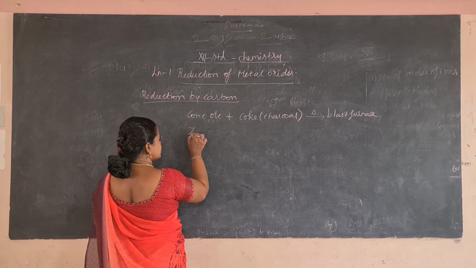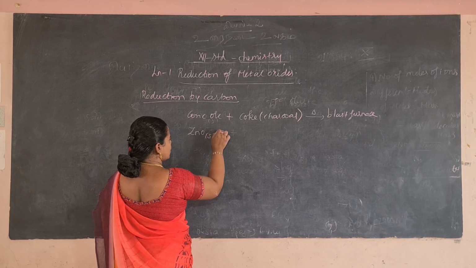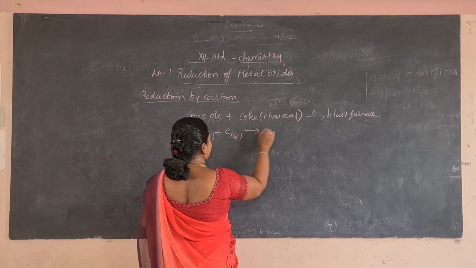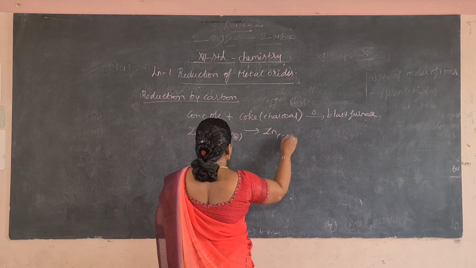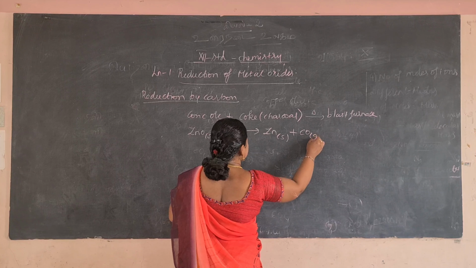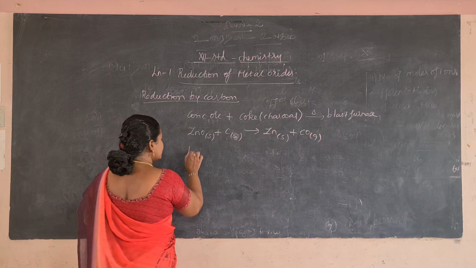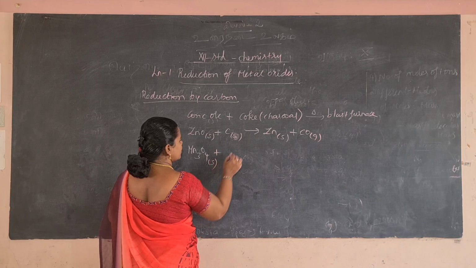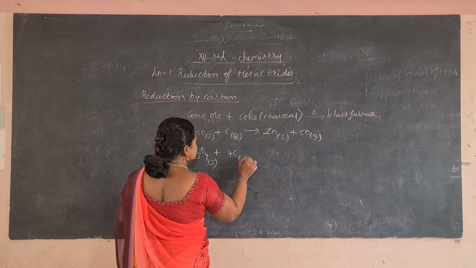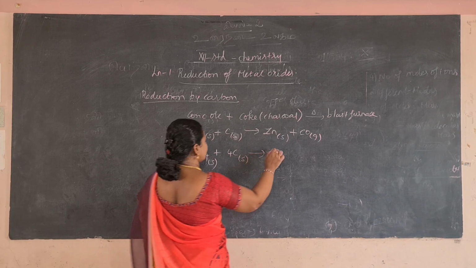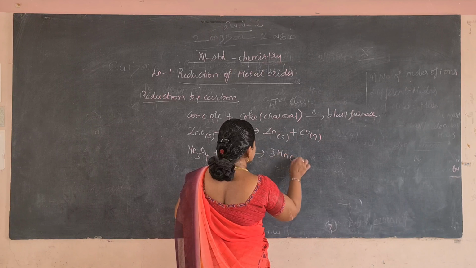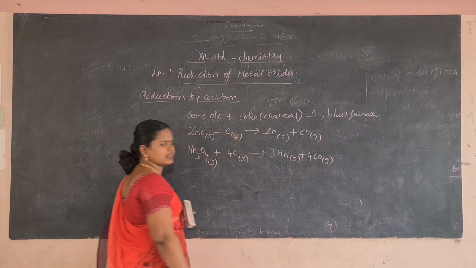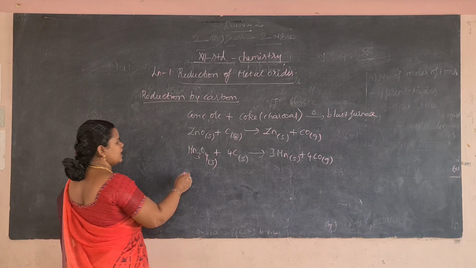For example, zinc oxide on treatment with coke or charcoal forms zinc metal plus carbon monoxide gas. Then manganese oxide, Mn3O4 solid, on treatment with this coke or charcoal, forms 3Mn solid plus 4CO gas. Carbon monoxide gas is liberated during this reaction.